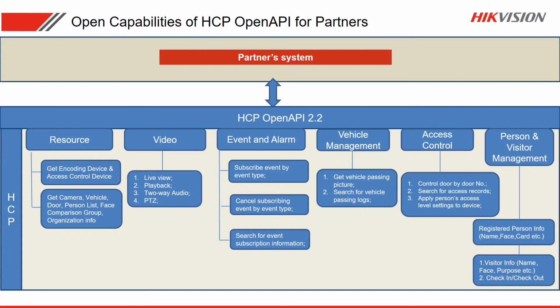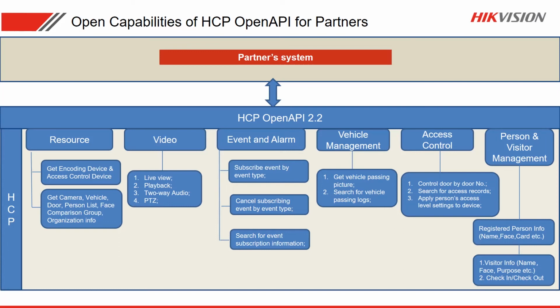And then the next module is about vehicle management. You can add a vehicle plate to HikCentralPro by calling the OpenAPI command. You can get a vehicle passing picture, the captured picture. You can also search for the vehicle records. If we want to check how many vehicles have already passed the camera, you can call the OpenAPI command to do that and check the historical data.